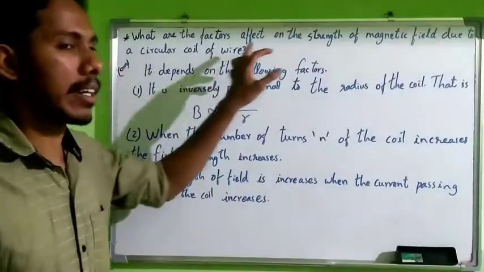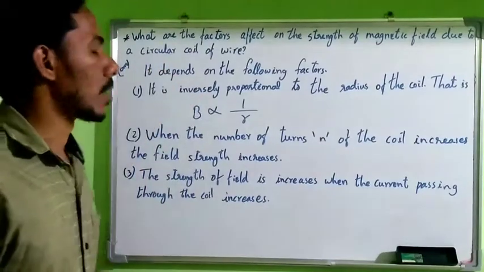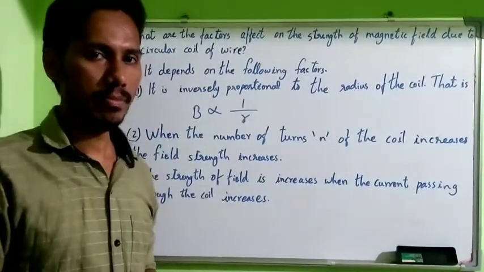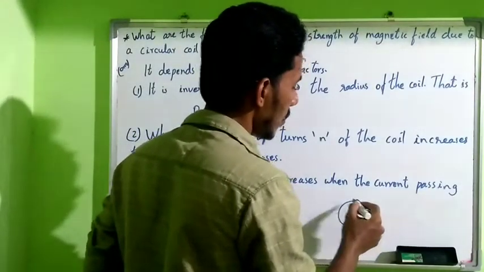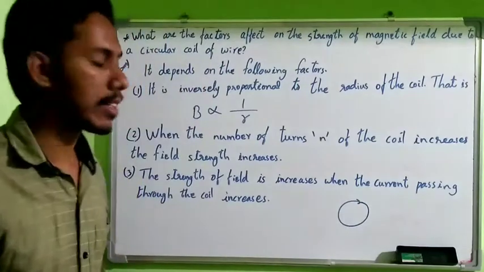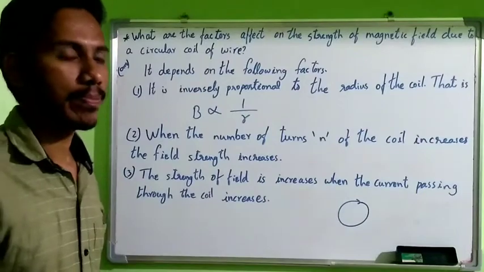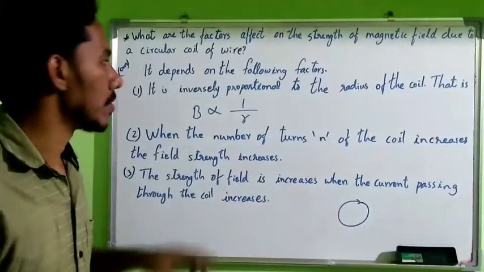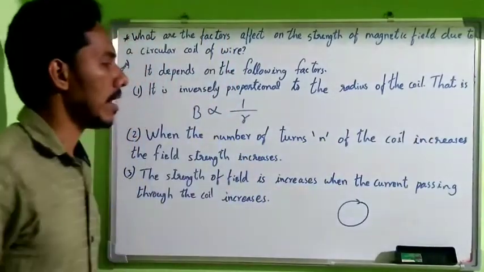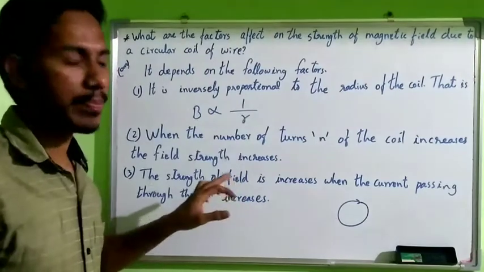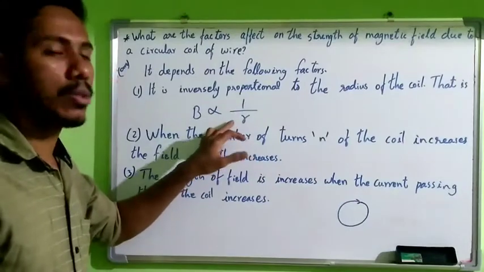Okay. What are the factors that affect the strength of the magnetic field due to a circular coil of wire? It's a circular wire. What are the factors affecting the magnetic field produced by this circular loop? It depends on the following factors. First one, it is inversely proportional to the radius of the coil, that is B is directly proportional to 1 by R. B, the strength of the magnetic field, is inversely proportional to radius.